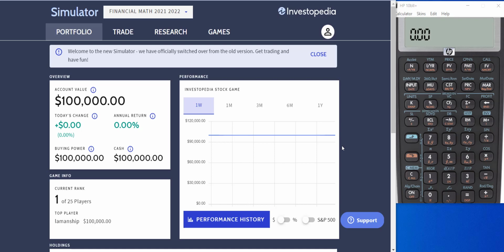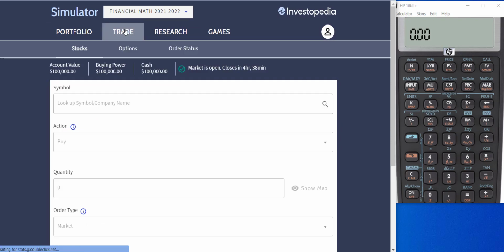And so I have chosen a stock to buy. And so I'm going to go to my portfolio. Make sure you're in the financial math simulator, not in your other one. So make sure you're in the right one. And your portfolio should say that you have $100,000. You have that in your buying power, and that's your cash. If you go over to trade, this is where you can actually make your trades. So if you're before the market closes, your trades will happen the same day.